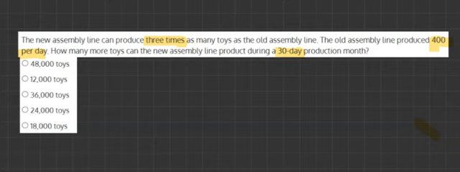So I'm going to write old to represent the old one. And it says here that we've got 400 per day. So this will equal 400. And we're talking about a 30-day period, so we'll times it by 30.